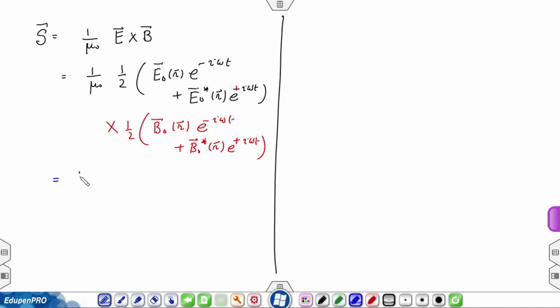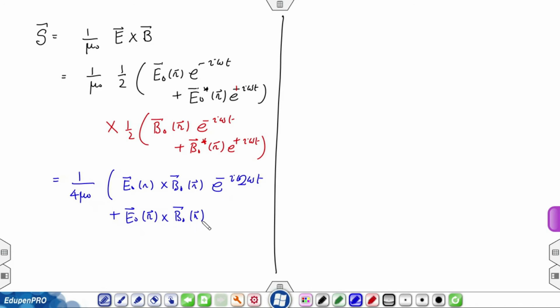And this comes out to be 1 over 4 mu 0, and you go inside, you get E naught R cross B naught R* e raised to minus i 2 omega t plus E naught R cross B naught R* e raised to plus i 2 omega t, and then you have plus E naught R* cross B naught R plus E naught R cross B naught* R.